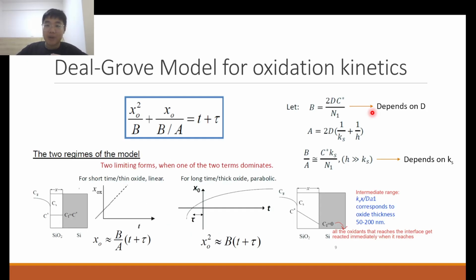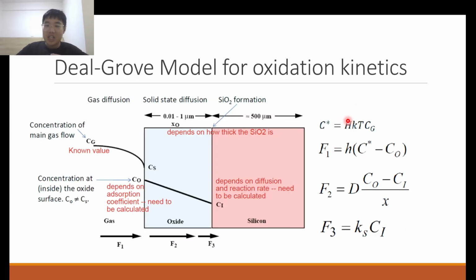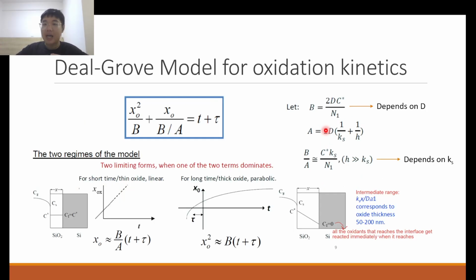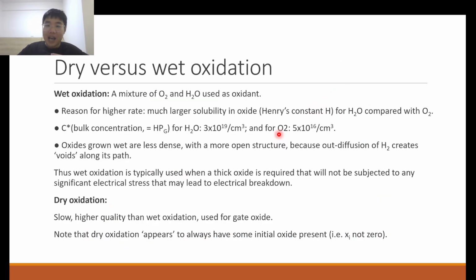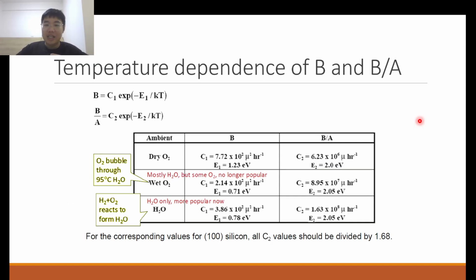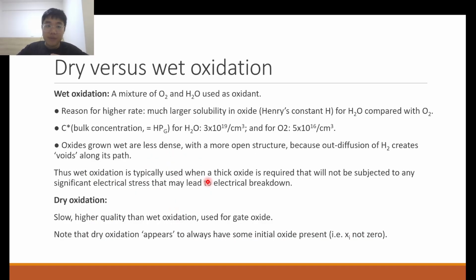And if you look at the expression for both B and B over A, we see that C star appears in both expressions, and H, the Henry's law constant, appears in C star. So we conclude that the Henry's law constant appears in both B and B over A. So when the Henry's constant is higher for steam compared to oxygen, it will enhance oxidation in both the linear and the parabolic regimes, as the expression becomes larger in value for both B and B over A when you switch from dry oxygen to steam.